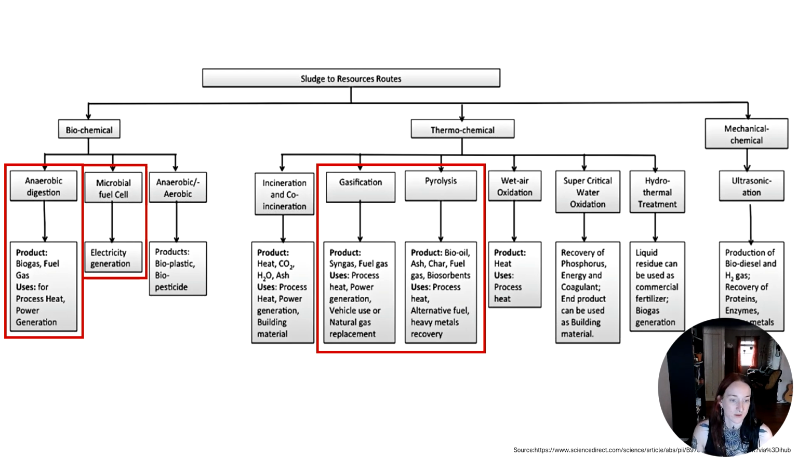I highlighted in the red boxes kind of the ones I want to touch on. So anaerobic digestion, microbial fuel cells, and then the pyrolysis and gasification.